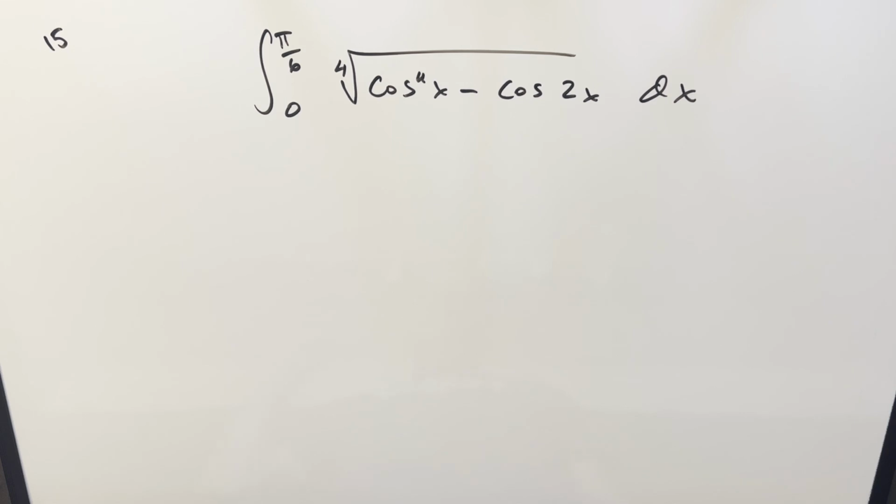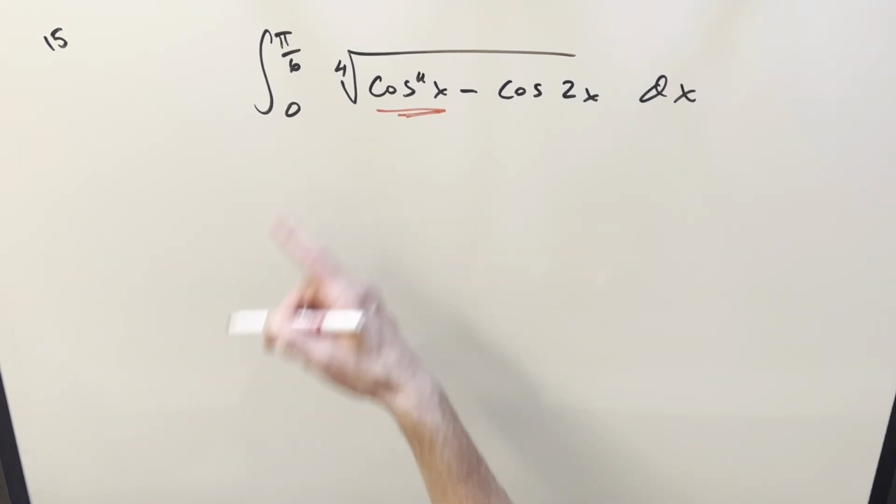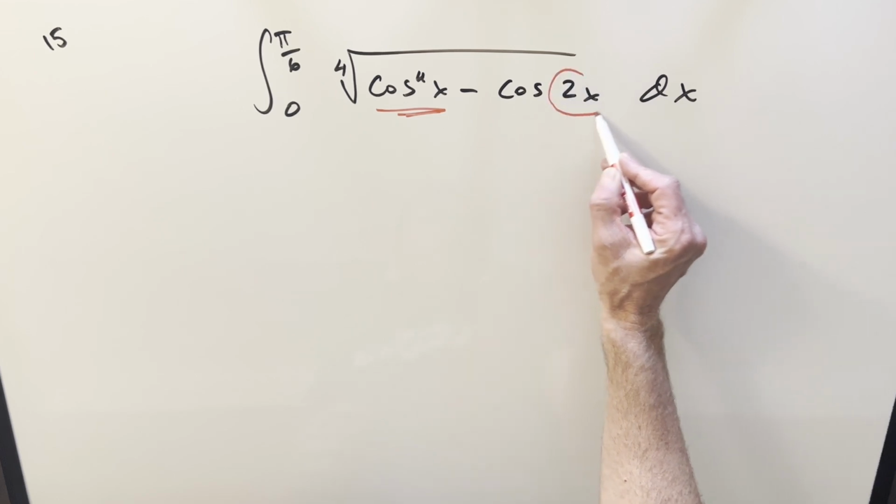Okay, we have a fun integral here today from the Columbia Integration Bee 2025, number 15. We have the integral from 0 to pi over 6 of the fourth root of cosine to the fourth x minus cosine 2x dx. At first it looks kind of scary because it's not that great dealing with the fourth power here, and we're not used to dealing with the fourth root. So there's a couple problems, but there's a kind of obvious place to start.